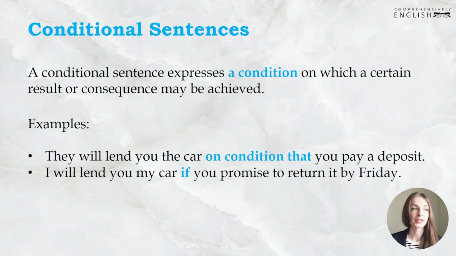What is a conditional sentence? A conditional sentence expresses a condition on which a certain result or consequence may be achieved. Some examples are: they will lend you the car on condition that you pay a deposit. I will lend you my car if you promise to return it by Friday. The first sentence is a little bit more formal than the second one, but both of them express a condition and what will happen if this condition is met.